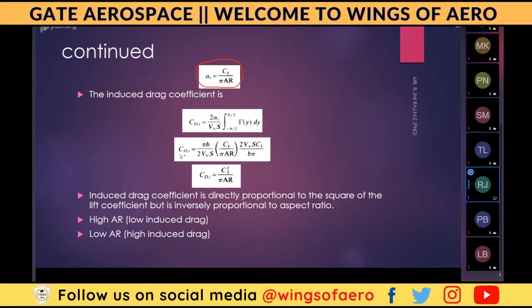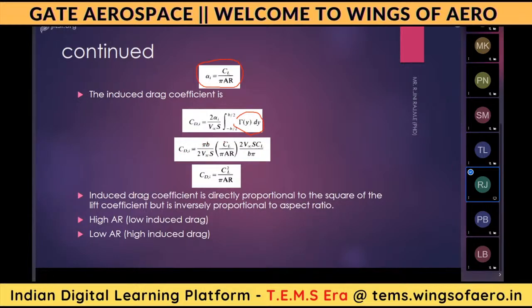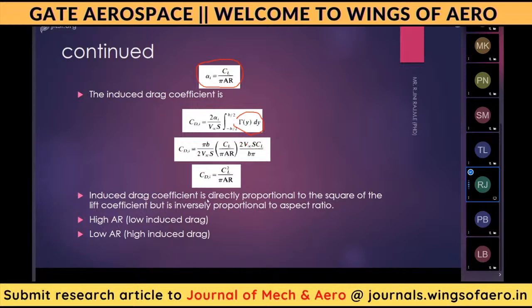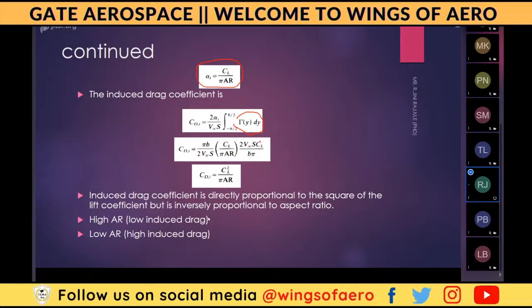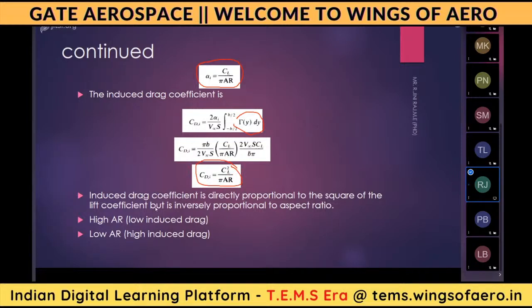After substituting the values for gamma of y and dy, we will be getting the induced drag coefficient equal to pi b divided by 2 V infinity S, into CL divided by pi AR, into 2 V infinity S CL divided by b pi. So 2 gets cancelled, CL into CL, CL square will come. Then V infinity gets cancelled, b pi cancels, and S cancels. Remaining terms will be CDI equal to CL square divided by pi AR. So the induced drag coefficient is equal to CL square divided by pi AR.